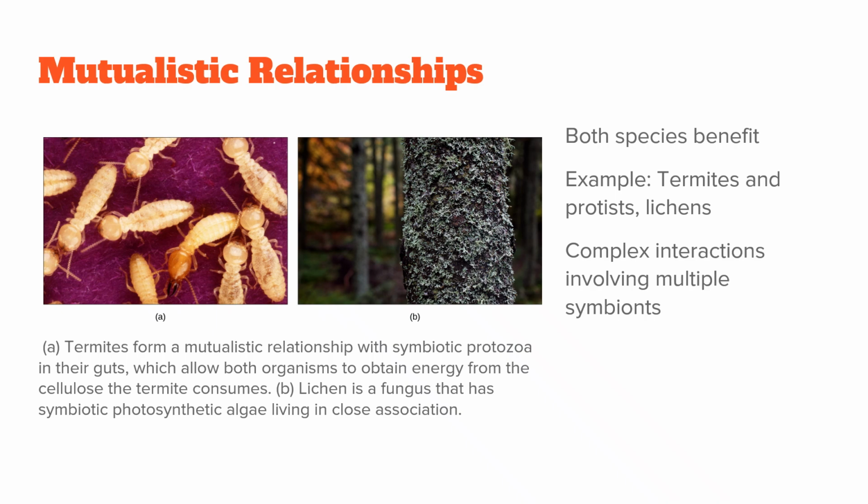In mutualistic relationships, both species benefit. Examples include termites and gut protozoa that digest cellulose, corals and their photosynthetic symbionts, as well as lichens, which consist of fungus and alga. Mutualism can involve many partners and often enable species to exploit resources they otherwise could not.